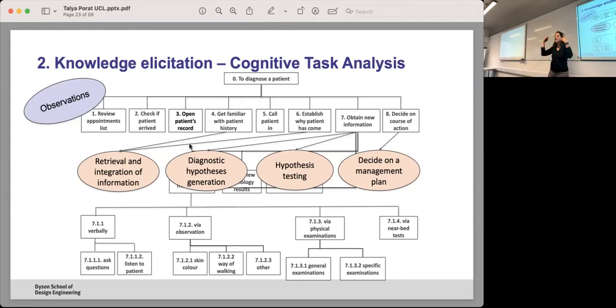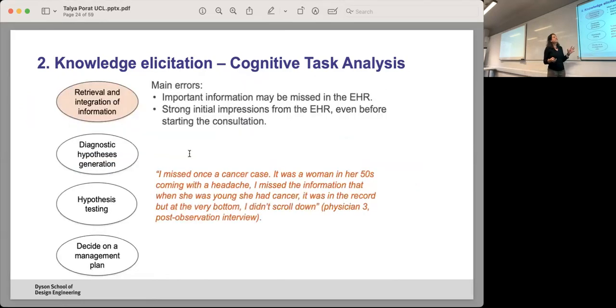Then they start generating hypotheses. What could it be? They test it in their head, or they ask the patient questions, right? Maybe I think it's a UTI. Well, does it burn? Do you have blood? All these red flags. And then they decide on a management plan, which could be go home, rest, come back. It doesn't have to be a specific diagnosis, but it does have to be some kind of management plan.